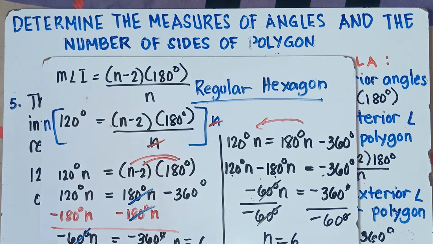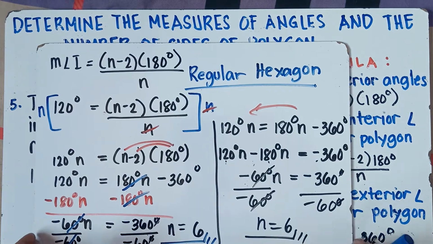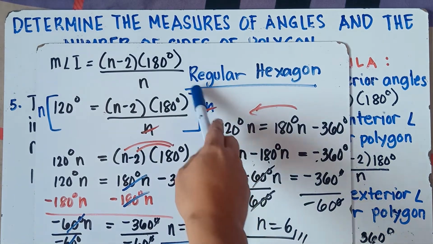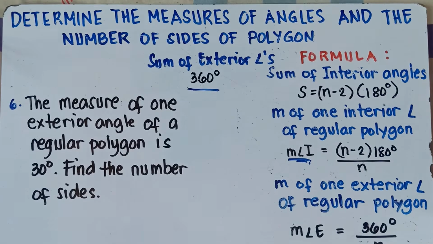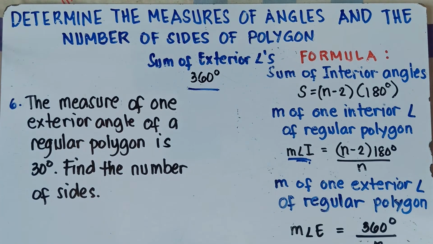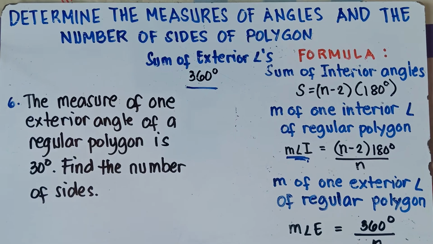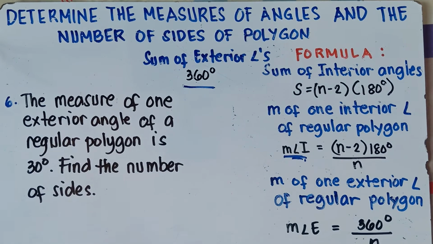All set, class, for number 5. That's the answer for number 5. We have 6 sides. And we call this polygon a regular hexagon because the interior angles are congruent. Alright, so we're down to the last example, class. Example number 6. The measure of one exterior angle of a regular polygon is 30 degrees. Find the number of sides. So what if the given, class, is the measure of one exterior angle and you're told to find the number of sides? Now, if it's a regular polygon, class, we can use this formula.